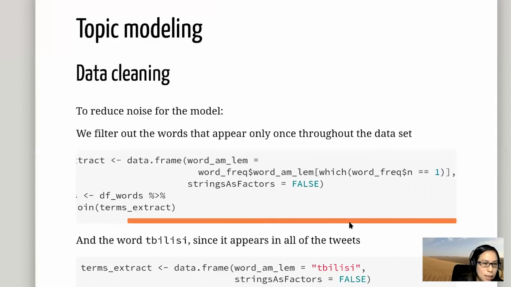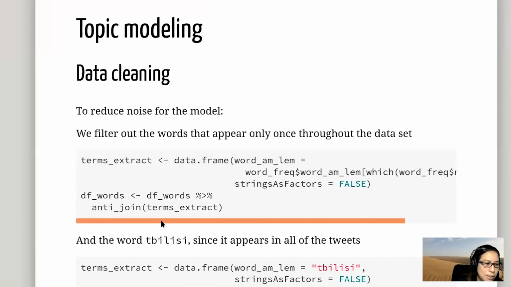Here I just identify the words that had a frequency of 1, and then I extracted them from the data set. And then I decided to exclude the word Tbilisi because, if you remember, the search is for tweets that use that word, which means that every document in the model is going to use that word, and that also increases noise in the model. Every document is related to this word, so why use it in the model? That's why I excluded the word Tbilisi from the models. I use exactly the same code, except that here I identify the word Tbilisi and then I extract the words that have that.